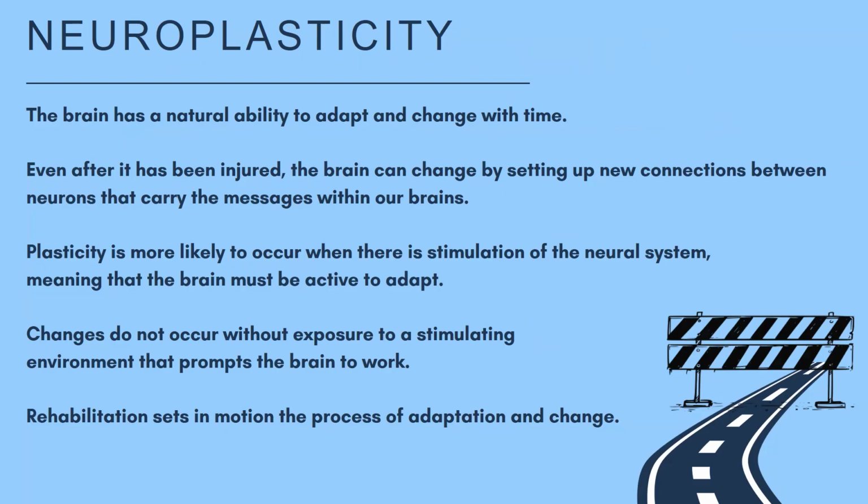And even after it has been injured, the brain can change by setting up new connections between neurons that carry messages within our brains. Plasticity is more likely to occur when there is stimulation of the neural system. So that just means the brain has to be active in order to adapt. Changes do not occur without exposure to stimulating environments that prompt the brain to work. And cognitive rehabilitation therapy does just that. And it sets in motion that process of adaptation and change.